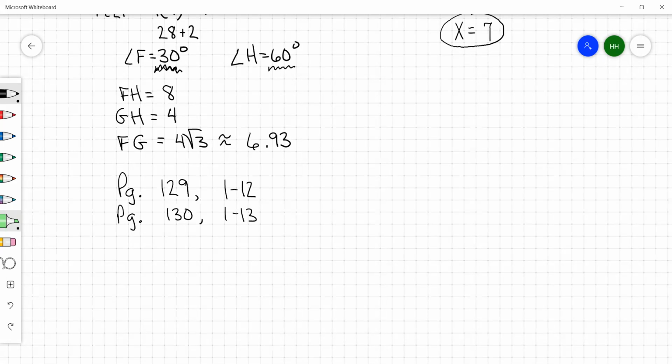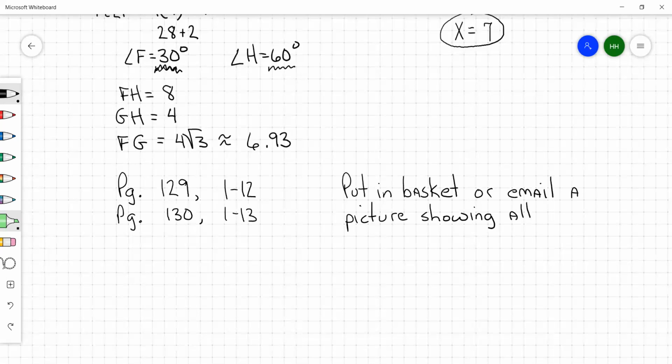All right, when we're done with it, we're going to put it in the basket, or email a picture showing all work. If you put it in the basket, do it on a separate piece of paper if you want to. I got to see all your work. If you don't show me work and you just show me answers, you're getting a 0. And then make sure outside of class you check focus for homework.